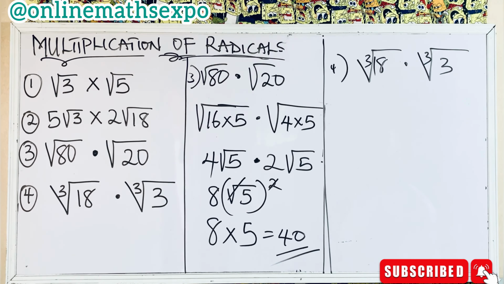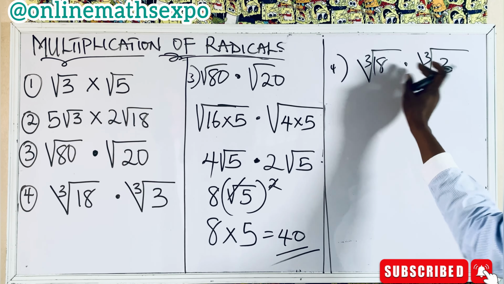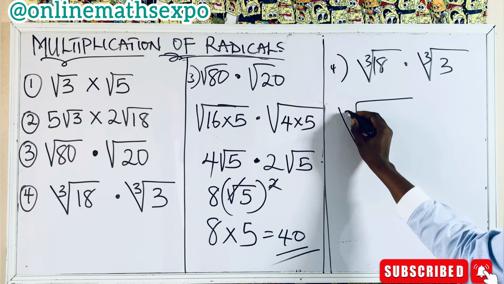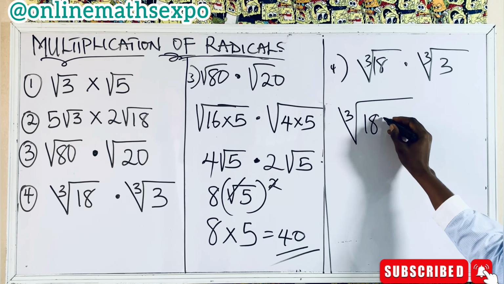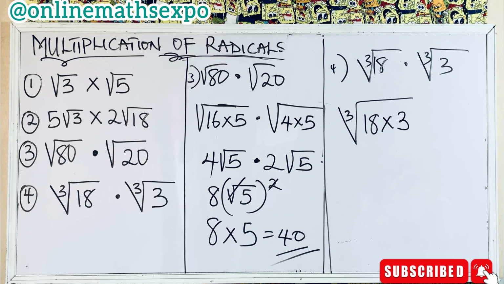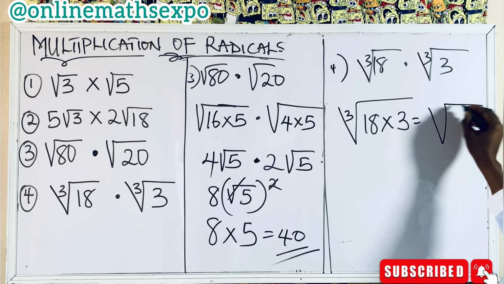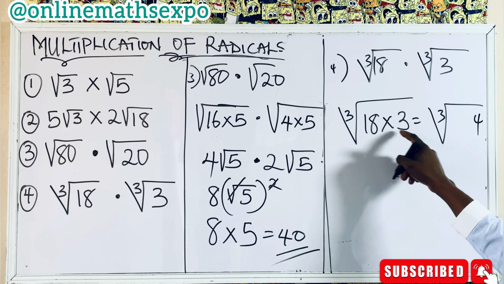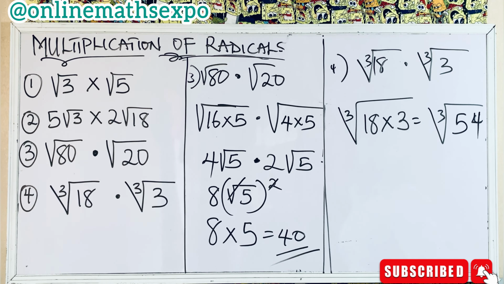So what you would simply do is just to bring these two together. Okay. So if you bring that together, the indices are the same. So you take 1, just like we have explained, and you now have 18 multiplied by 3. Did you see that? So what would you do now? Multiply 18 by 3, and this will give us 54. So we're having cube root of 54.